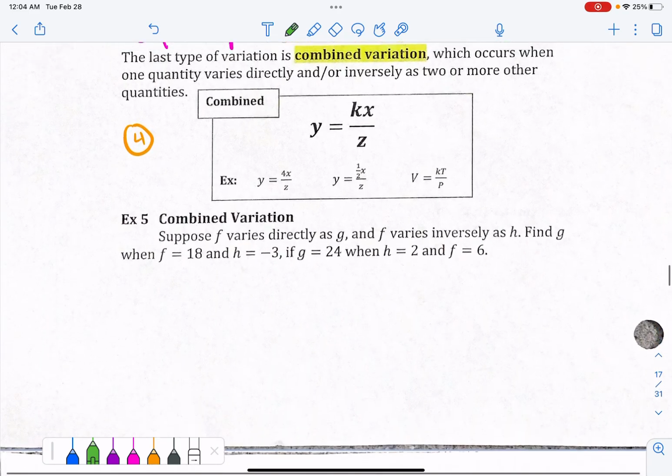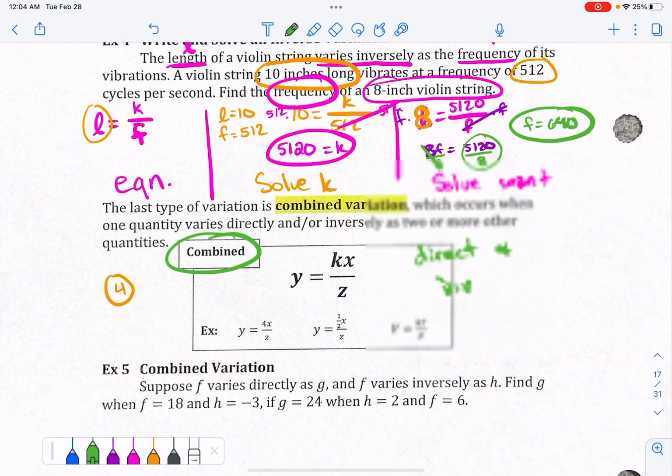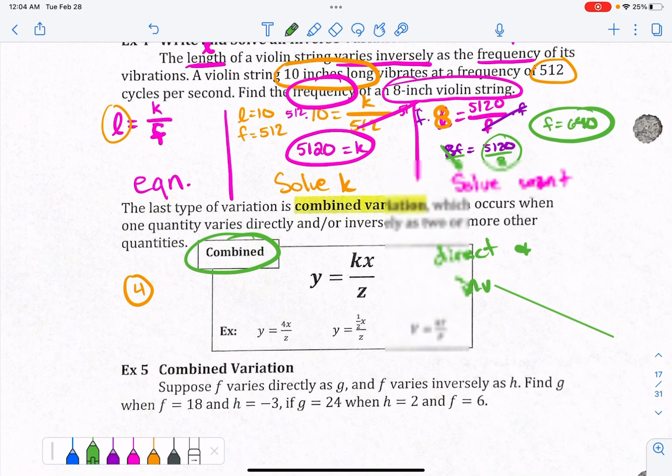Okay, last one is combined variation. Okay, and so when you have combined variation, you're going to have a direct variation and an inverse variation. Oh, come on. Direct and inverse. Let me write that again. My pen is shorting out here.